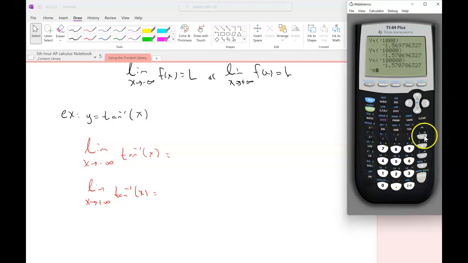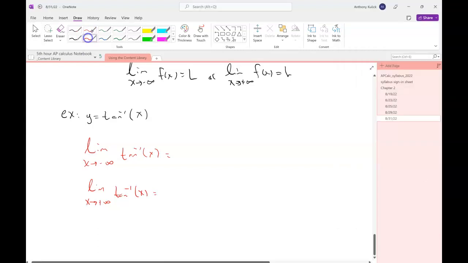Yeah. What is that? -0.57? It's -π/2 is what that looks like to me. Why did Mr. Kulik even think that this was going to be in terms of pi? He's just a genius. No, it's an inverse trig function, right? It should be outputting an angle measure in radians.